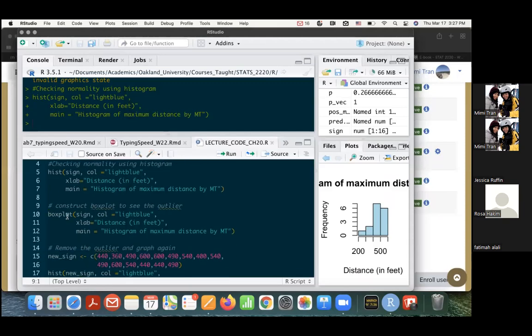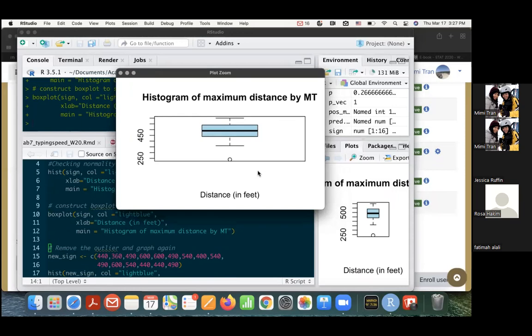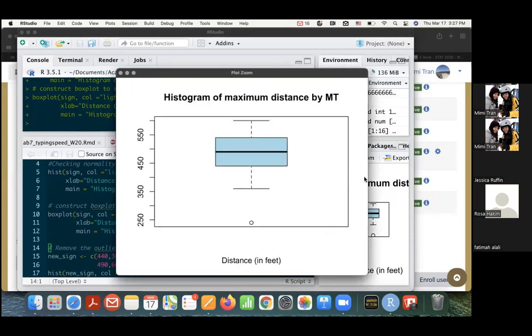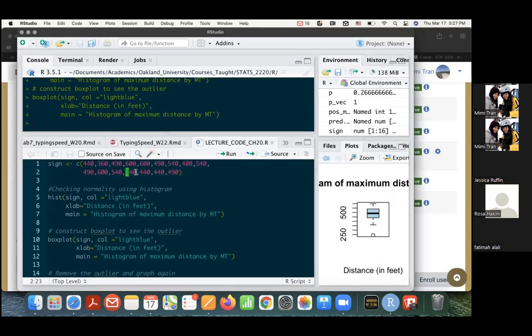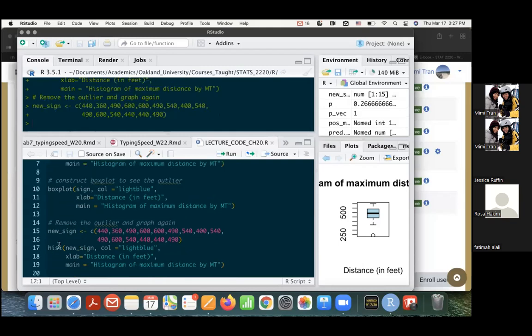So I'm going to try a box plot. I have one. It looks like somebody below 250. If I look at my R, this is the only one below 250, right? 240. So that's my outlier. I'm going to remove my outlier and name it as different data, new sign. And then I'm going to do the histogram again.